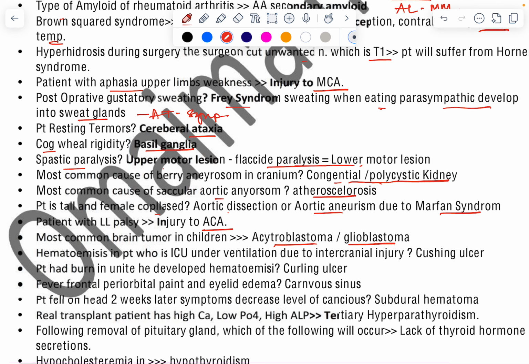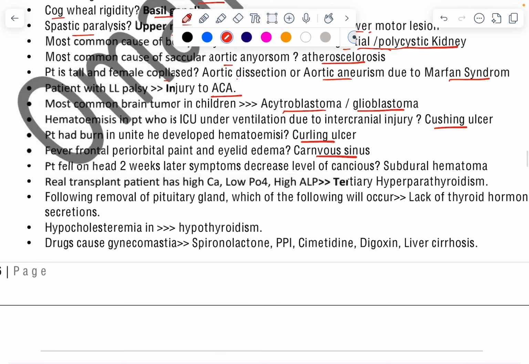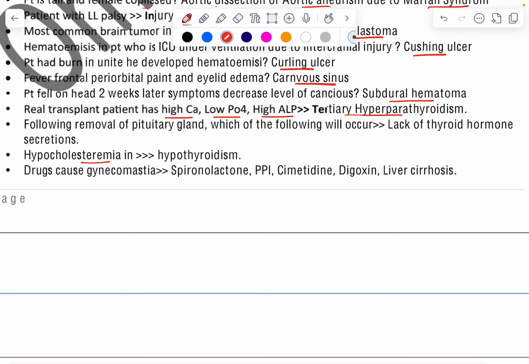Hematemesis in an ICU patient under ventilation due to intracranial pressure: Cushing ulcer; in a burn unit: Curling ulcer. Frontal periorbital edema: cavernous sinus. A patient fell on his head, with symptoms developing 2 weeks later: subdural hematoma. Renal transplant with high calcium, low phosphate, high ALP: tertiary hyperparathyroidism. Following removal of the pituitary gland, which will occur? Lack of thyroid hormones, hypocholesterolemia, hypothyroidism.